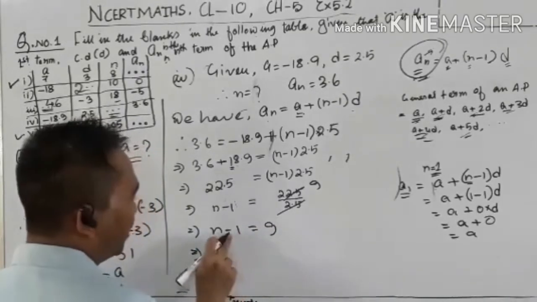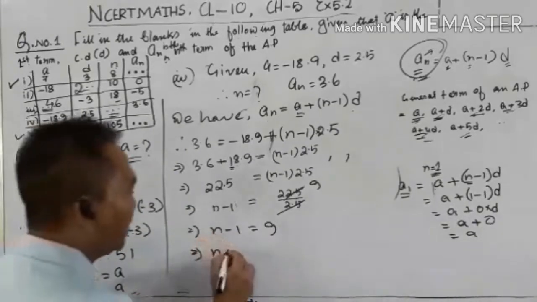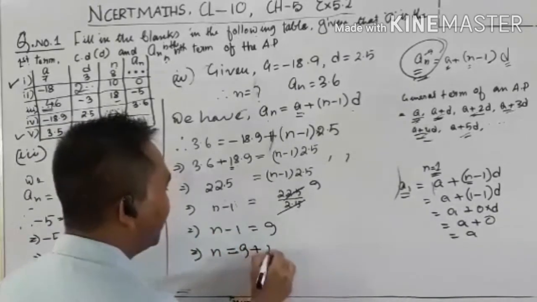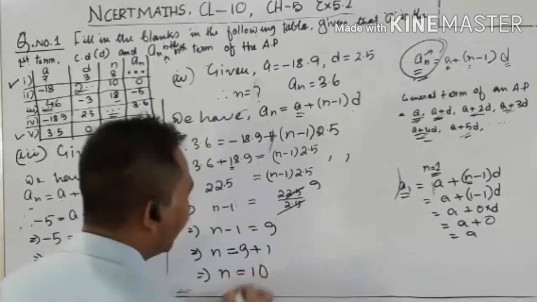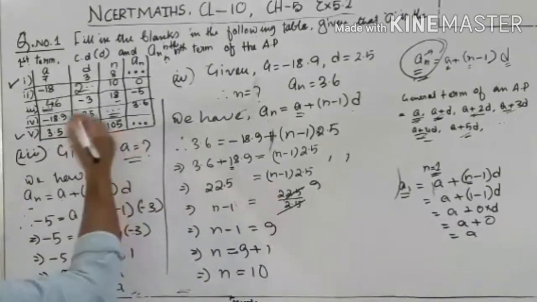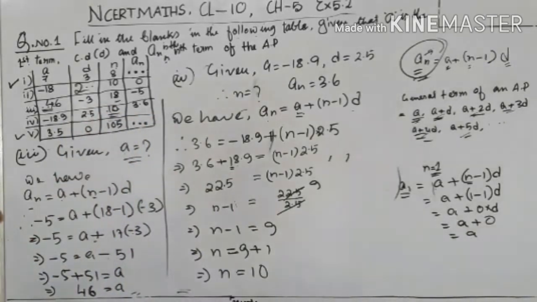On transposing the minus 1, we get positive, right? So plus 1. So n equals 10. What is the number of terms? That is 10, right? Okay, next.